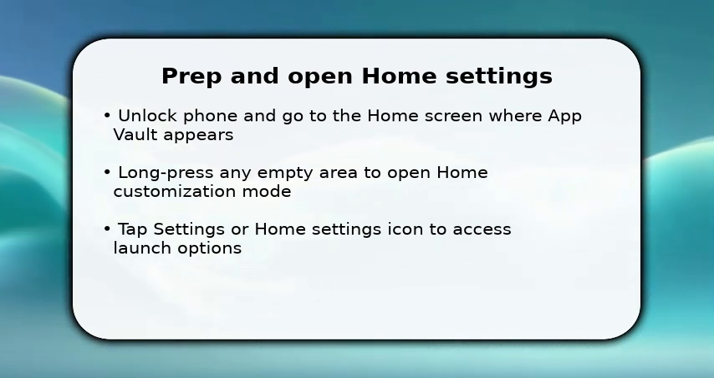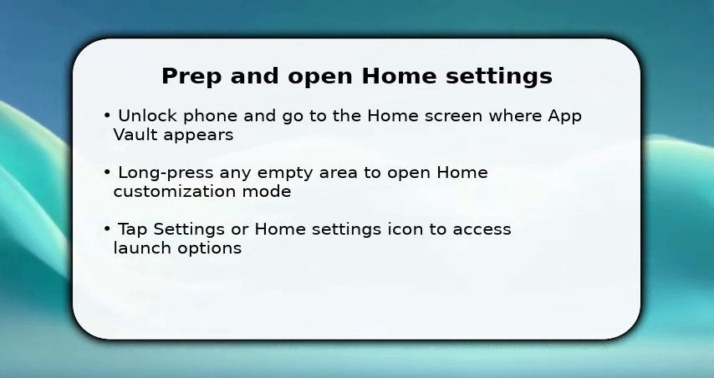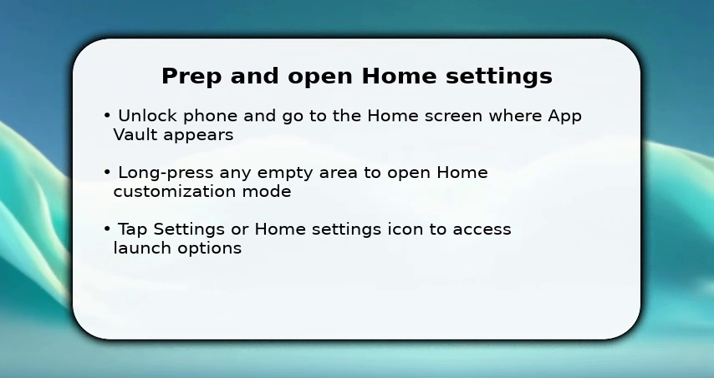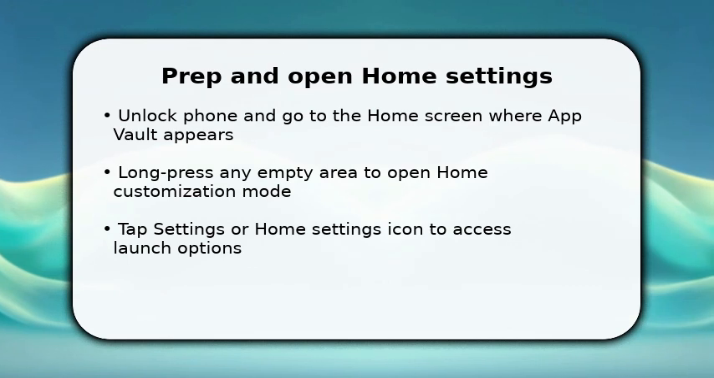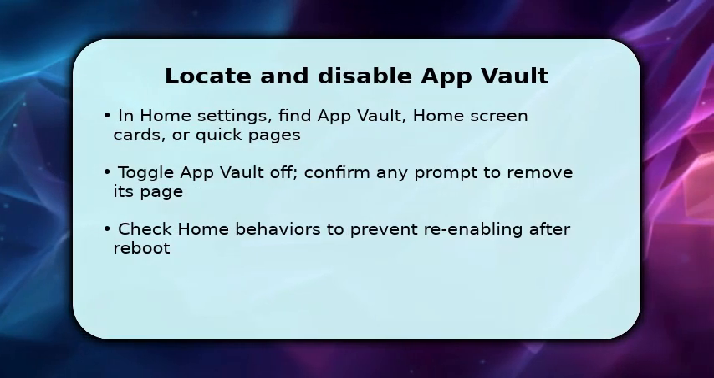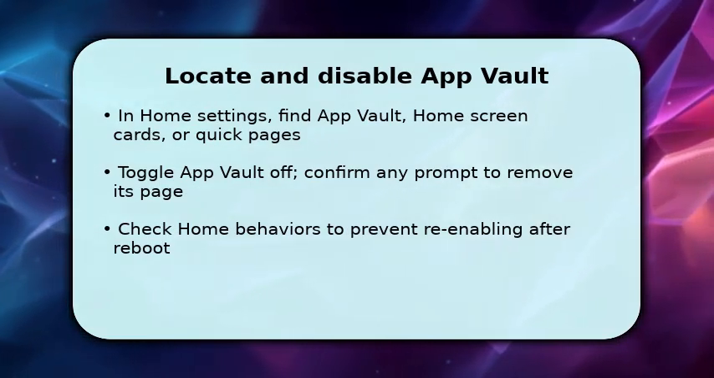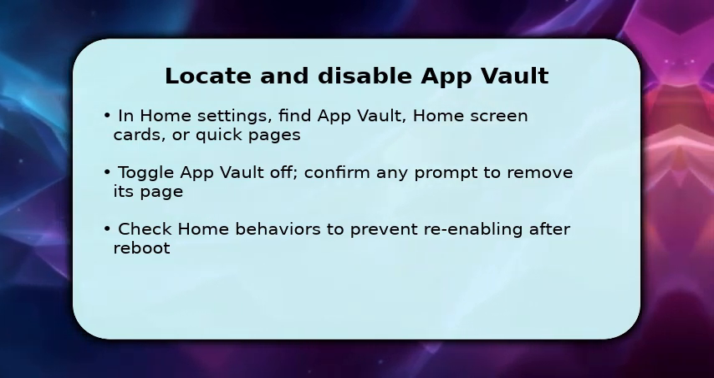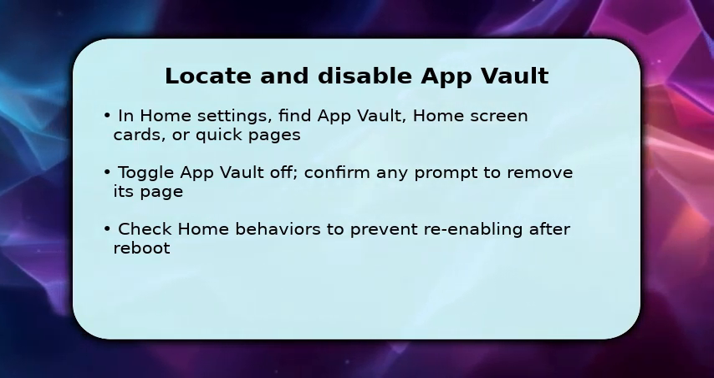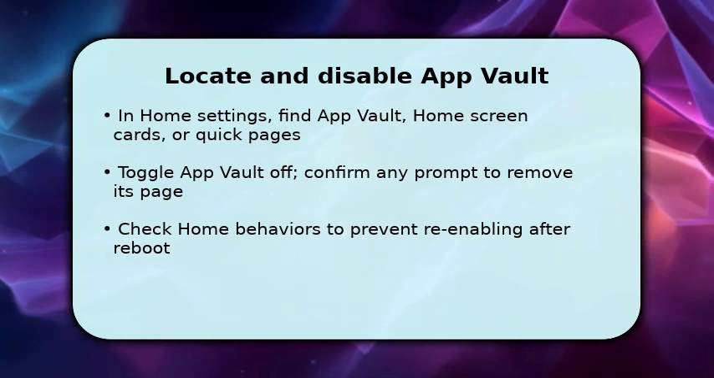Tap that. Once done, make sure you're in the correct launcher settings rather than app settings, because disabling App Vault happens at the home configuration level, not inside individual app menus. Now find the App Vault entry, sometimes labeled Home Screen Cards or Quick Pages, so you can control that panel. You tap the toggle to turn App Vault off. If a confirmation pops up, accept it.